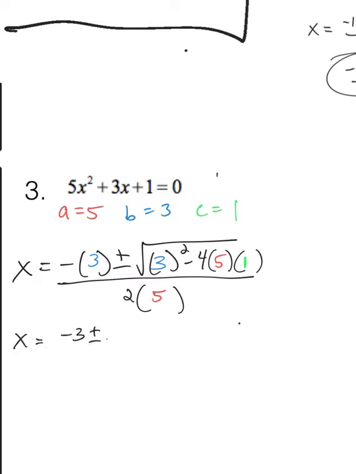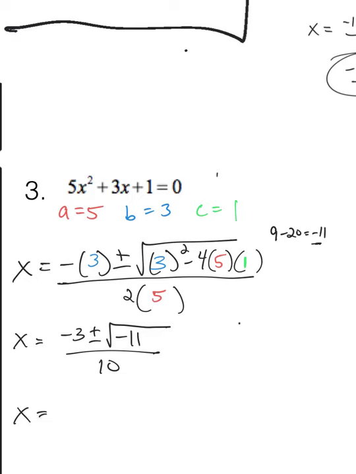Negative 3 plus or minus the square root. We have 3 squared is 9 minus 20. It's going to give me negative 11. If you recall, if there is a negative number, a number less than 0 under the radical in the discriminant, then that means that you have non-real roots. You'll have complex roots. That's okay. We're just going to have to make sure that we express that with i and not leave the negative under the radical symbol.